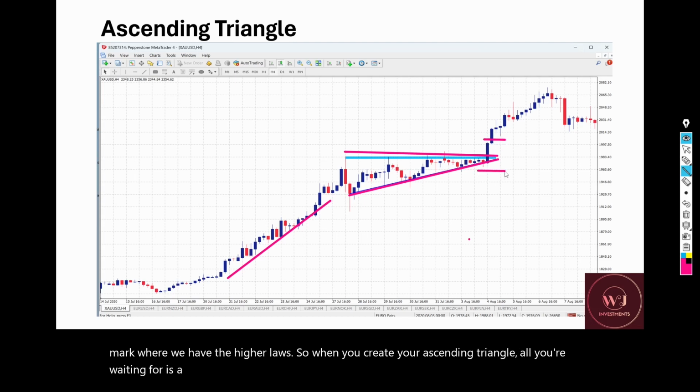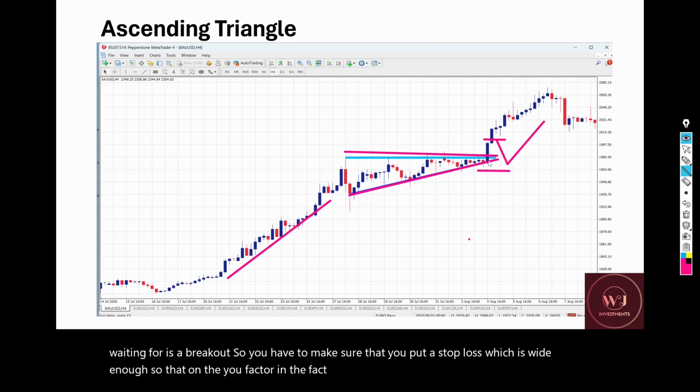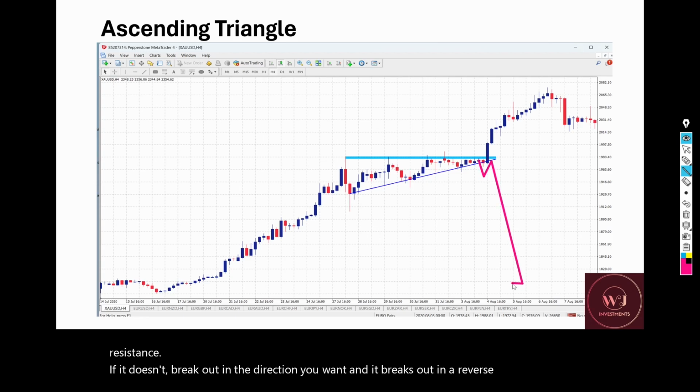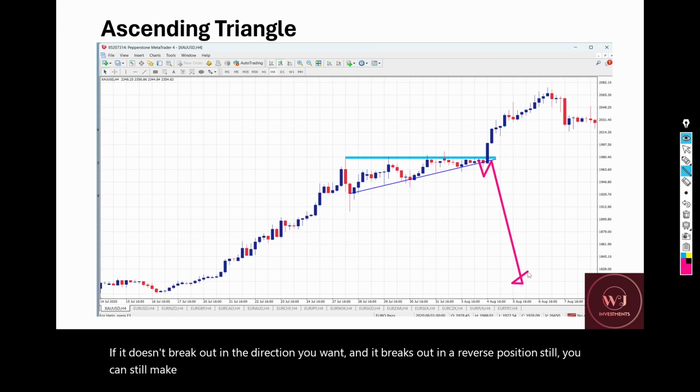So you have to make sure that you put a stop loss which is wide enough so that you factor in the fact that the market can come and make a retest on the resistance. Okay, if it doesn't break out in the direction you want and it breaks out in the reverse position, you can still make money.